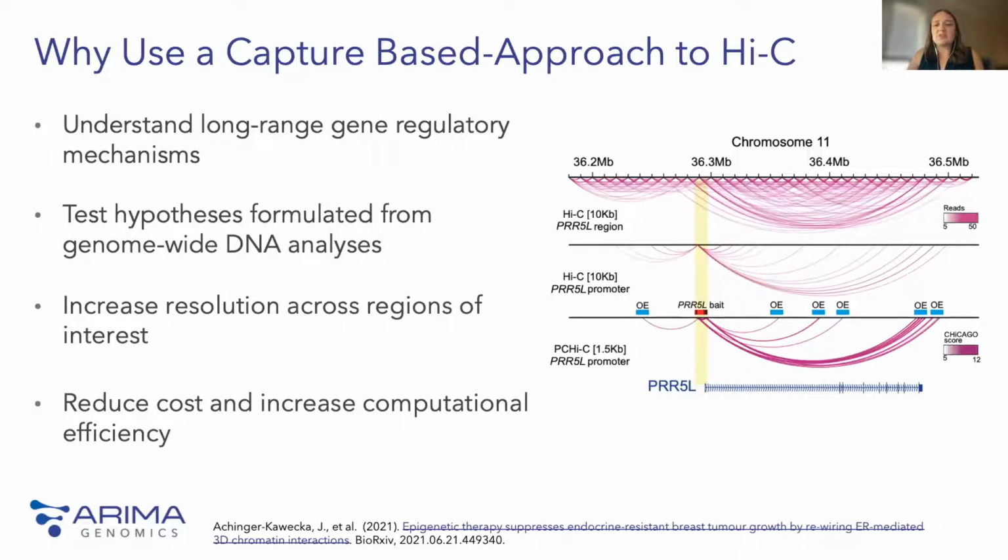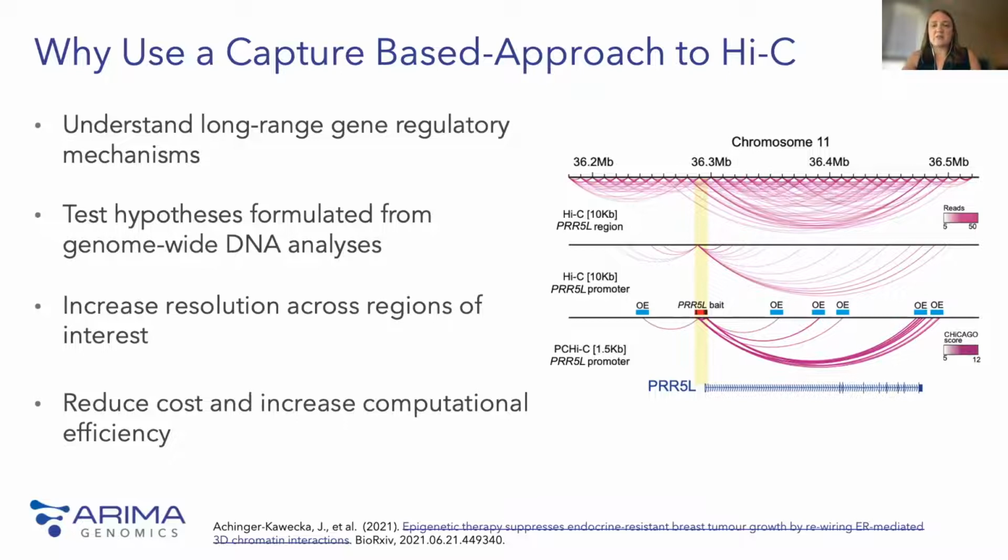So why might you want to use a capture-based approach to Hi-C? Well, Capture Hi-C can help us to understand long-range gene regulatory mechanisms, and it can help facilitate testing hypotheses that are formulated from other genome-wide DNA analyses. But Capture Hi-C really can facilitate that by enabling us to have increased resolution for identifying those 3D genomic interactions across our regions of interest, while also reducing the overall cost and increasing the computational efficiency of the analyses downstream.